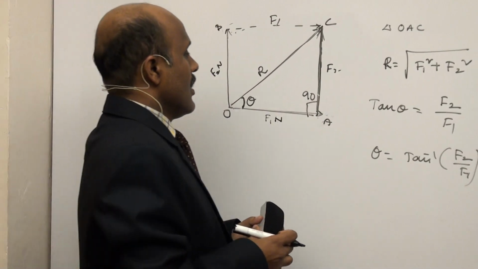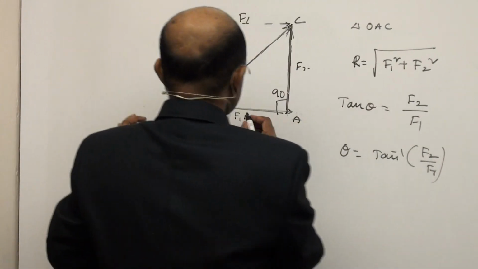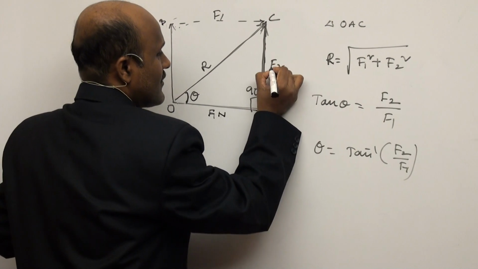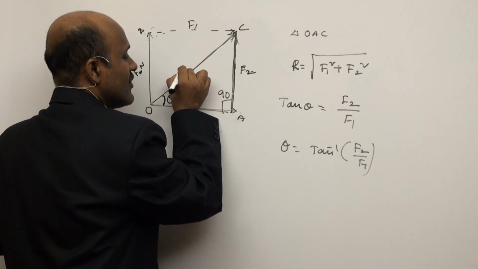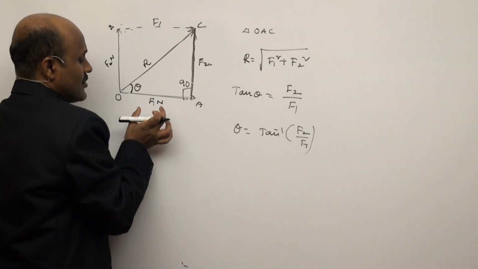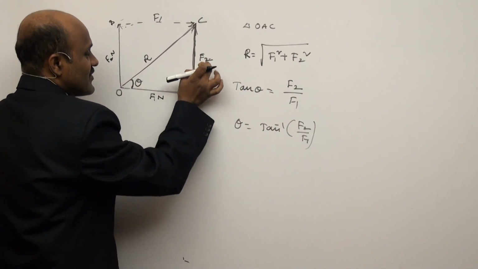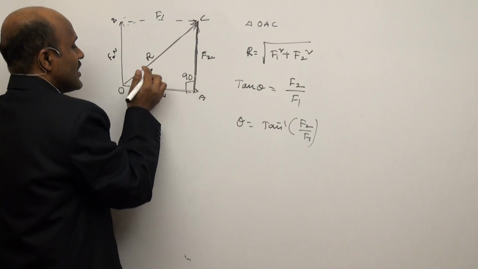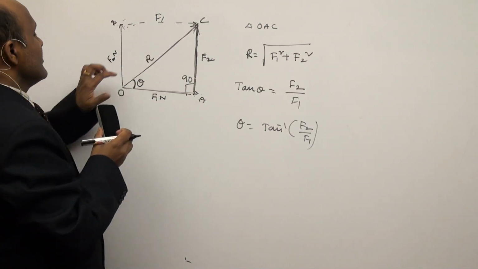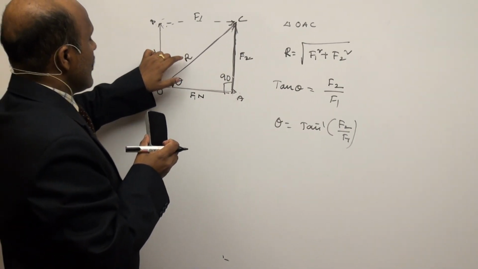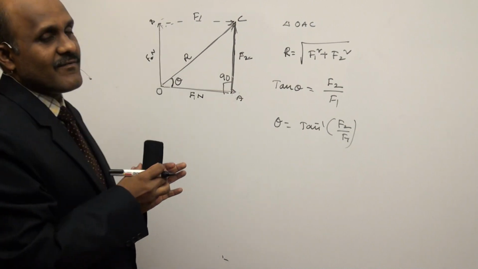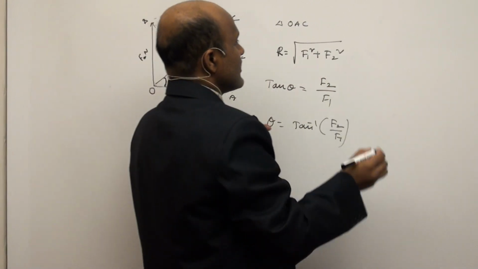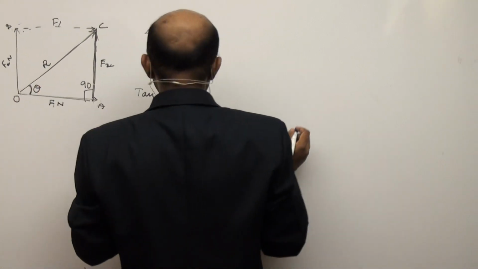So this force and this force are replaced by a single force. Whatever effect is produced on the body because of these forces, the same effect is produced on the body because of this resultant. So this R is called the resultant of the forces.